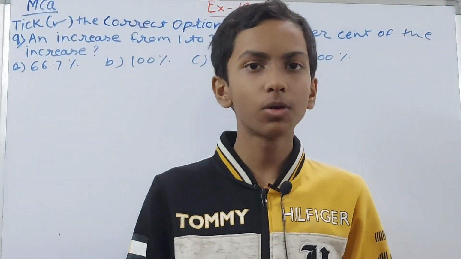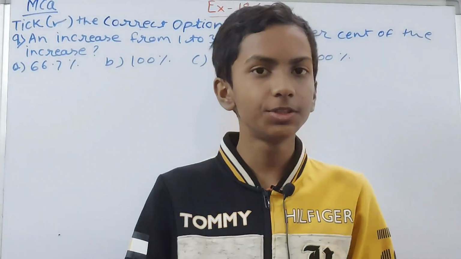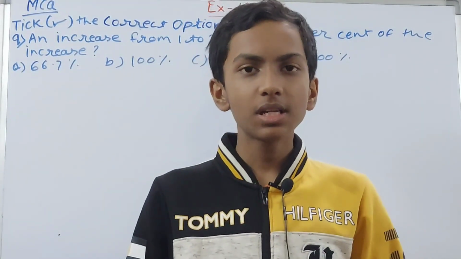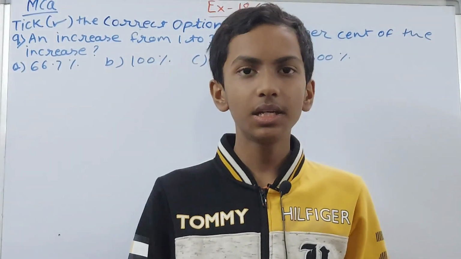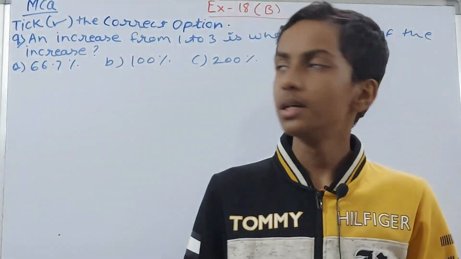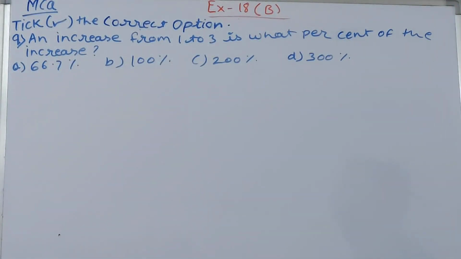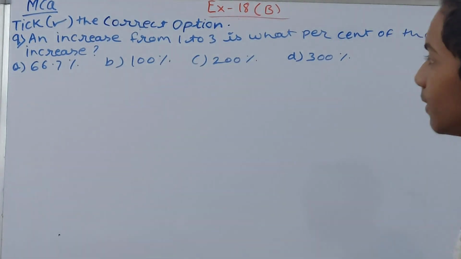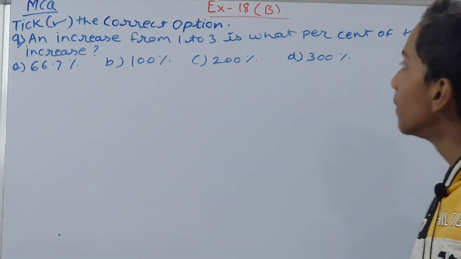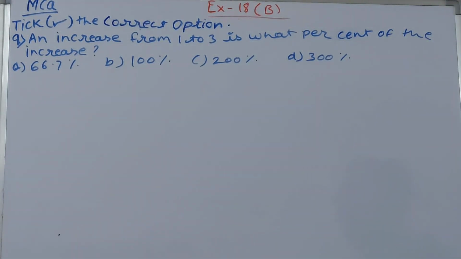In this video we are going to solve ICSE Mathematics Class 7 Chapter 18, Percentage and its Application, exercise 18B, question number 9. So what have we got here? Take the correct option. So this is an MCQ question. We have first one: an increase from 1 to 3 is what percent of the increase?